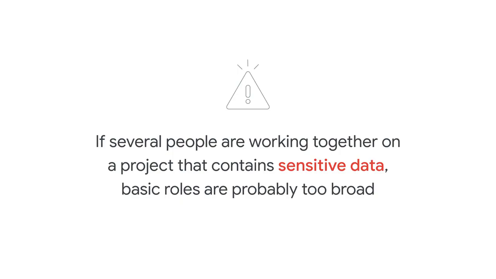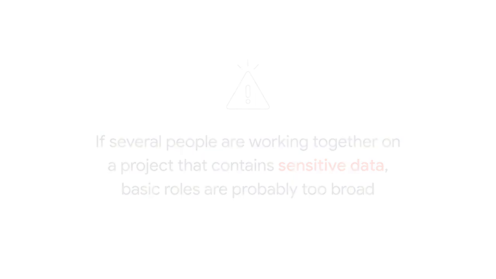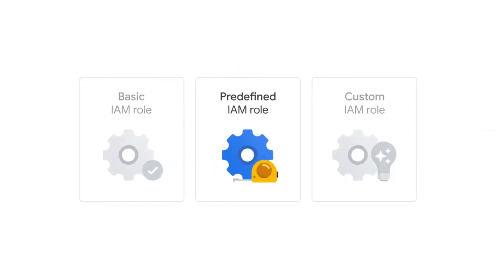A word of caution: if several people are working together on a project that contains sensitive data, basic roles are probably too broad. Fortunately, IAM provides other ways to assign permissions that are more specifically tailored to meet the needs of typical job roles. This brings us to the second type of role: predefined roles.